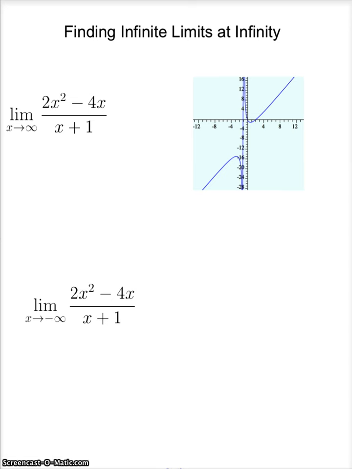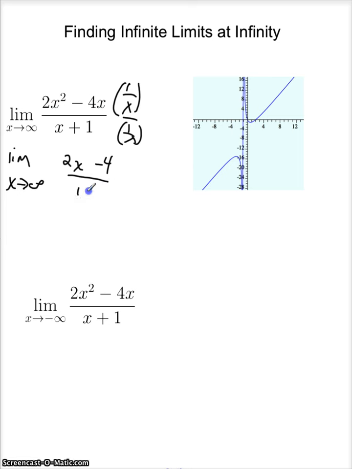All right, now let's look at this function right here. And doing the same thing we've been doing, let's multiply both numerator and denominator by 1 over x, the largest power of the denominator. I know your book does it a little bit differently, but that's okay. We've been doing this, so I want to continue doing it this way. So this is 2x minus 4 divided by 1 plus 1 over x.